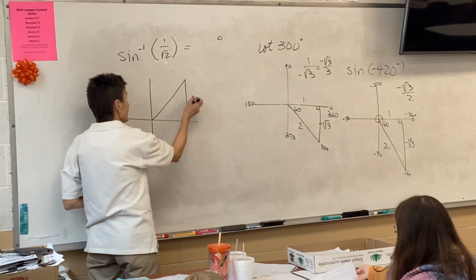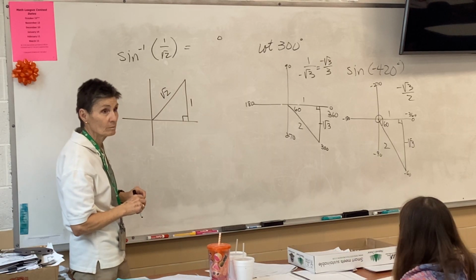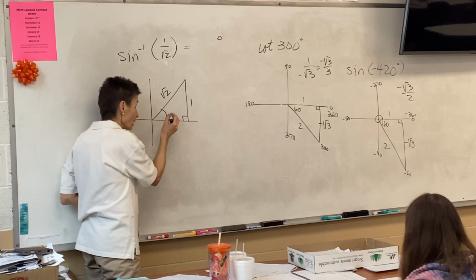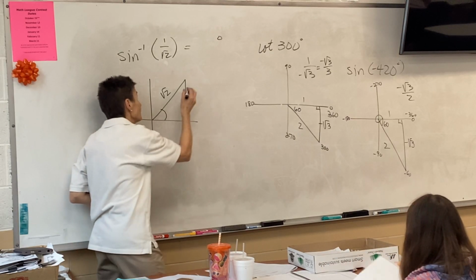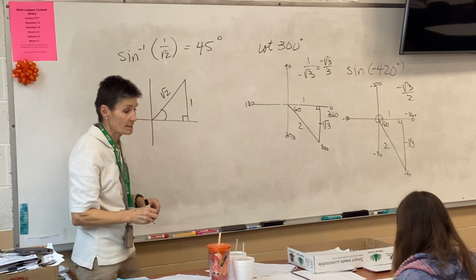The sine, opposite over hypotenuse, is 1 over root 2. This angle is your answer. Can you tell how big it is? 45. So the answer to the problem is 45 degrees.